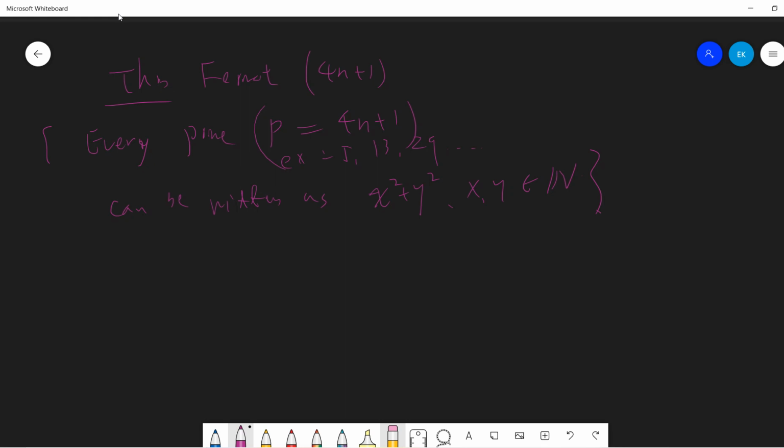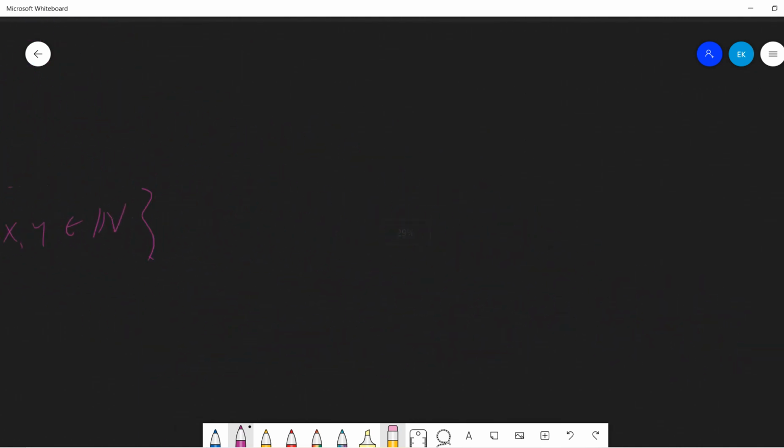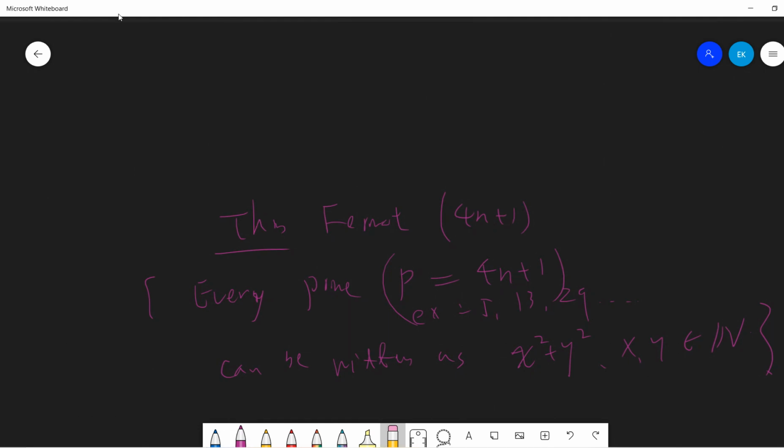It's somehow difficult to see why Fermat's 4n+1 theorem has a relationship with the Minkowski theorem. Now we want to prove it. The proof is very amazing. I don't know who thought of this, but I think it's very interesting. We need to use a lemma that says if p is 4n+1, then there exists an integer m such that p divides m squared plus 1.